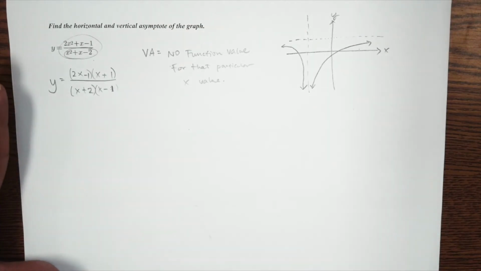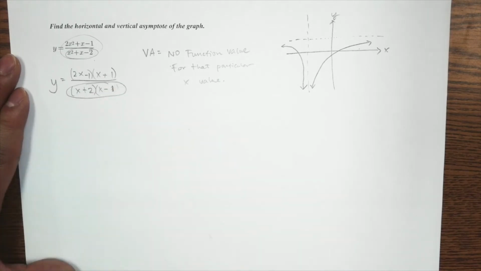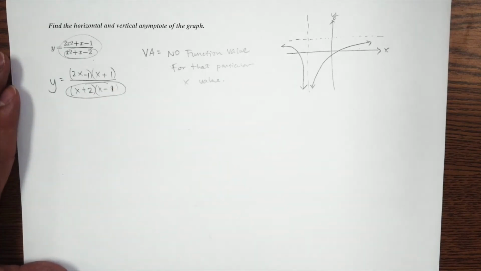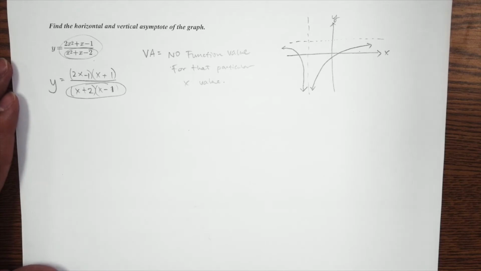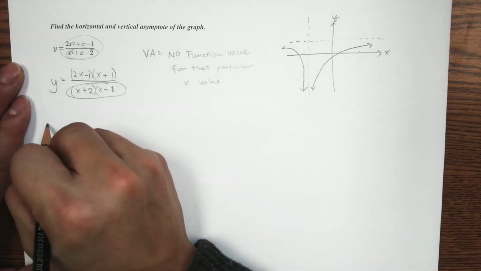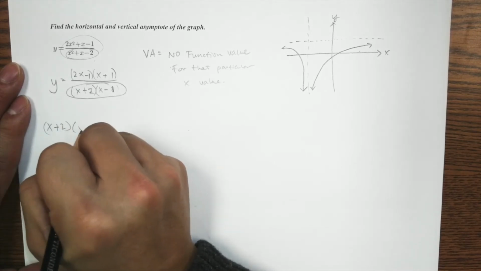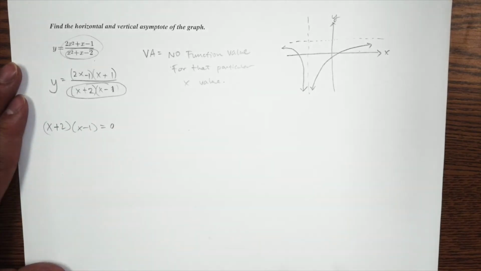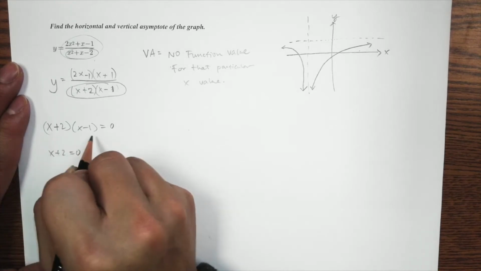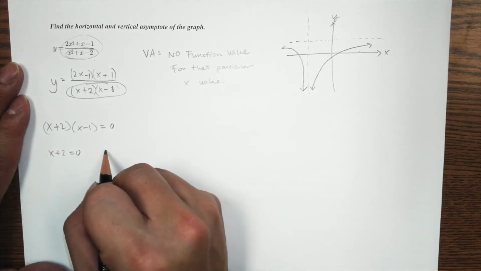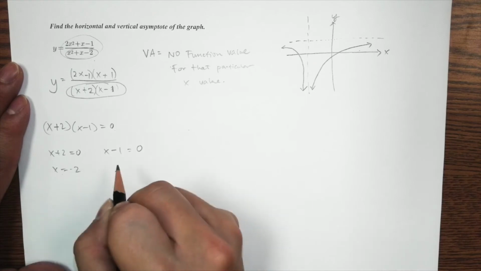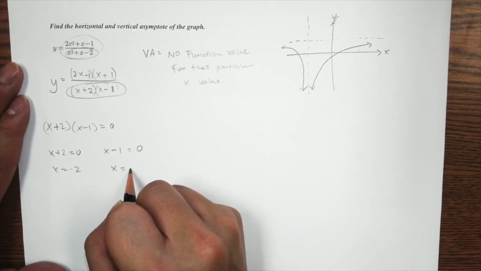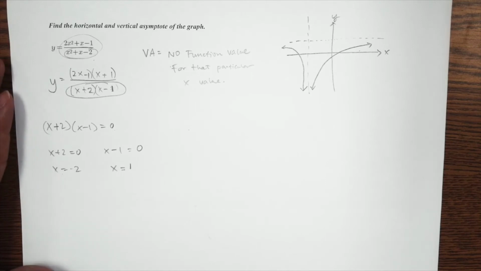Now there's nothing you can cancel out, and if the denominator becomes 0, then the whole function will become undefined. That is the reason why we set the denominator equal to 0, because that is the scenario where we will have undefined values. So we say x plus 2 times x minus 1 equals 0. To multiply and get 0, we have two possibilities: each parenthesis could become 0. So we have two vertical asymptotes here, x = -2 and x = 1.